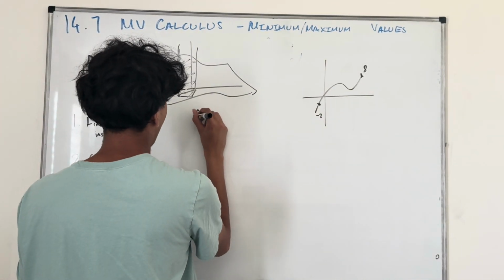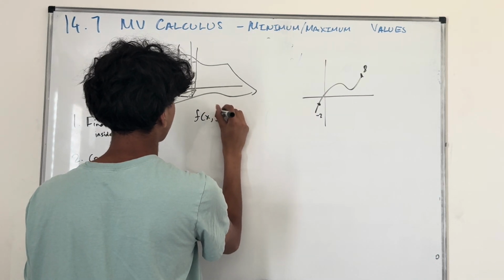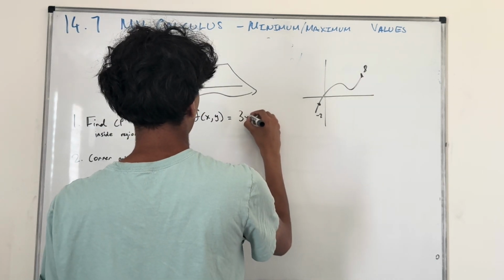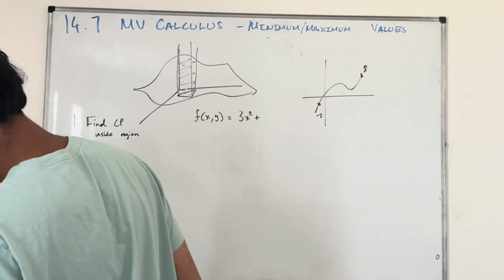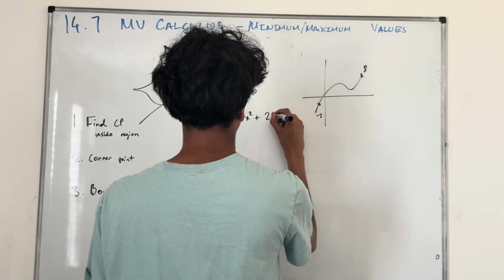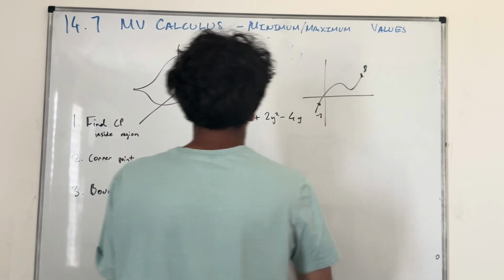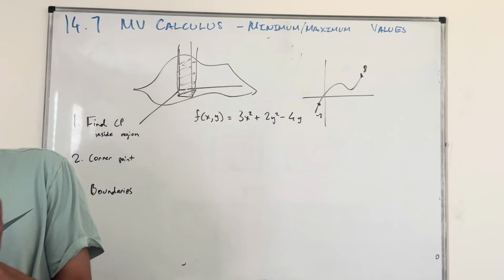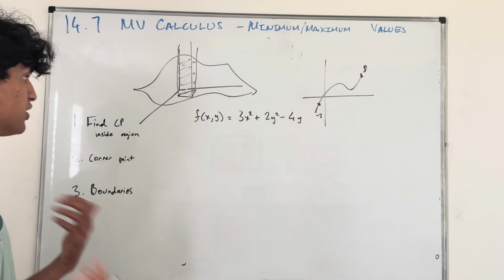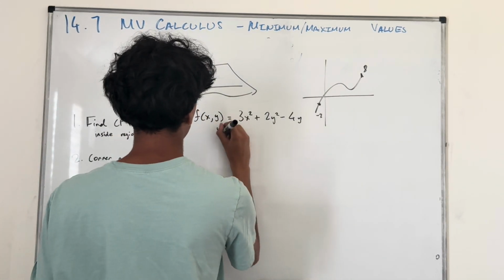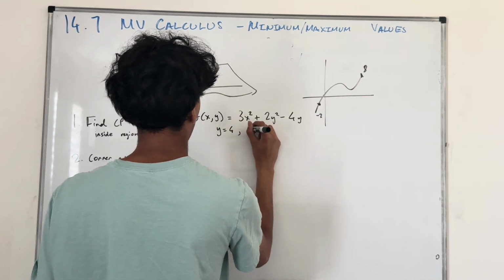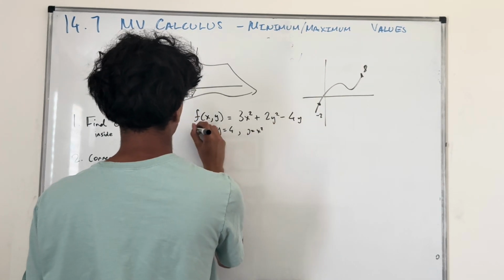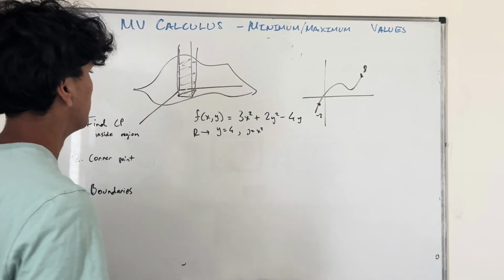Let's say we have f of x, y equals 3x squared plus 2y squared minus 4y. And we want to find what the absolute maximum and minimum is within a region in the xy plane bounded by y equals 4 and y equals x squared. Okay, so this is our region, the area bounded.